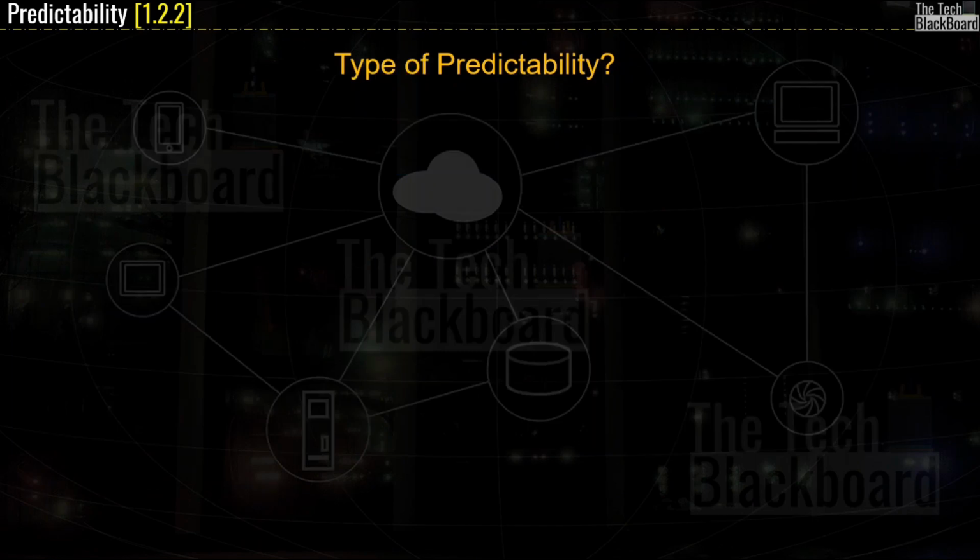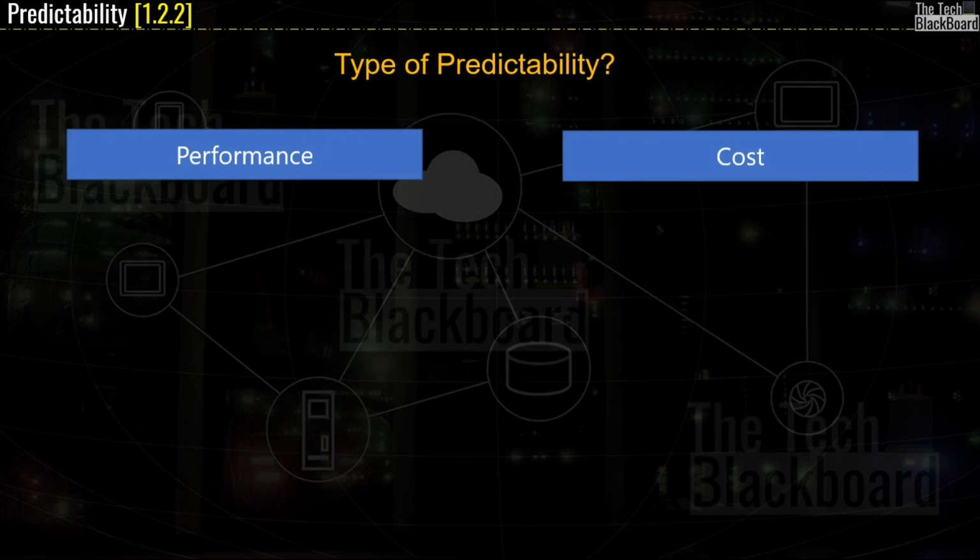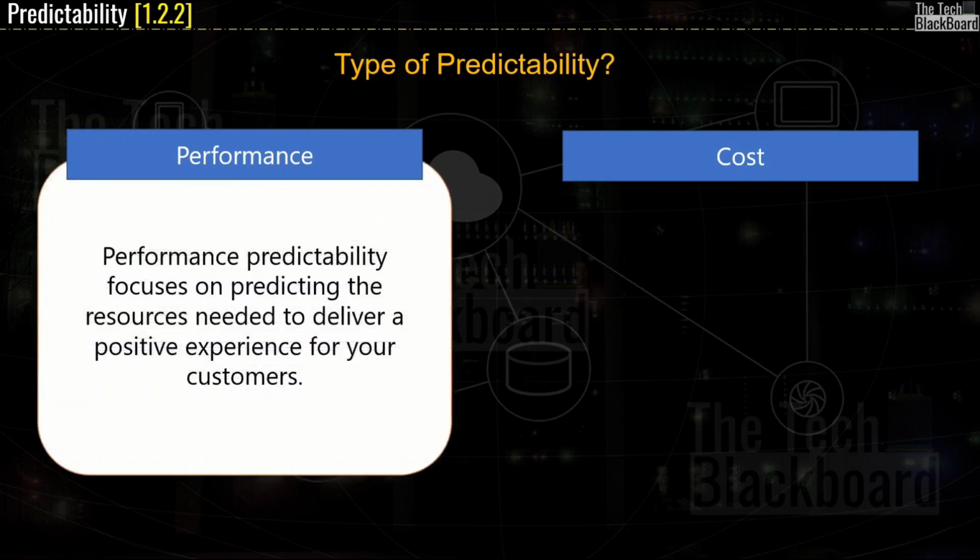Now let's check out how many types of predictability are there. Basically, there are two types of predictability. The first one is performance predictability and the second one is cost predictability. The performance predictability focuses on predicting the resources needed to deliver a positive experience for your customers.